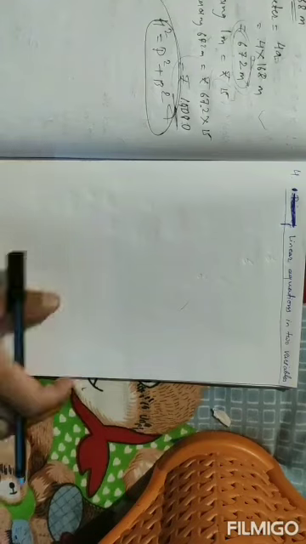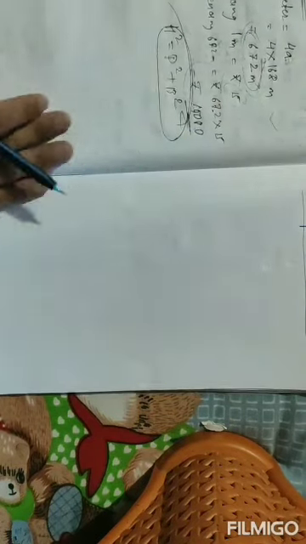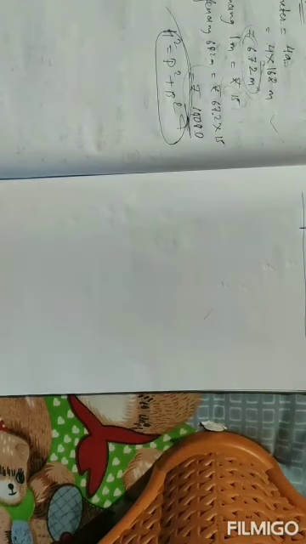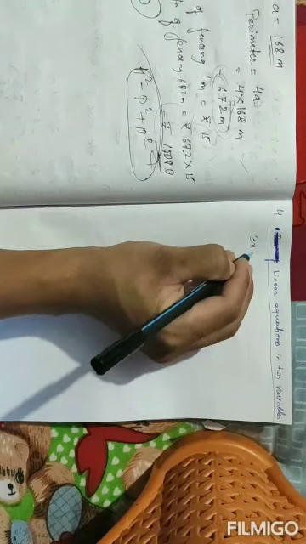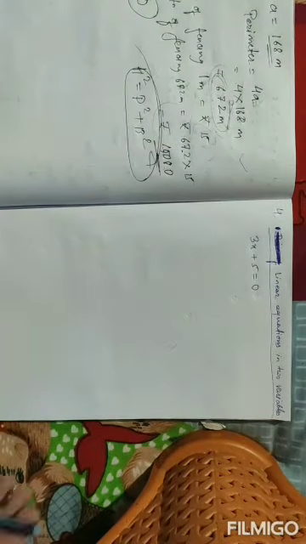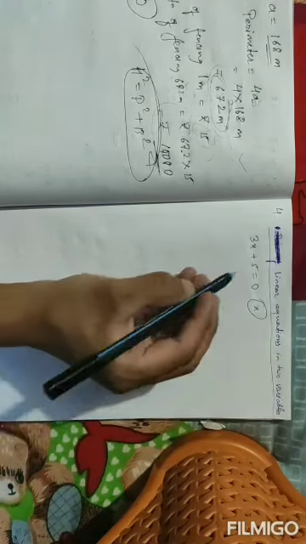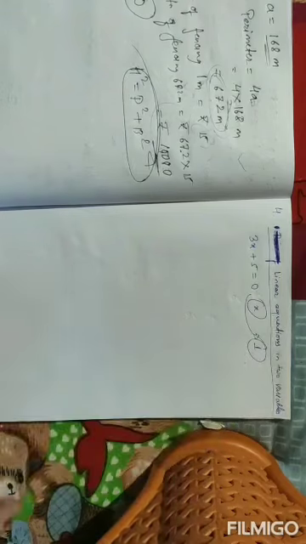Linear equation means the equation of degree 1. We are talking about the equation of degree 1 only. For example, 3x plus 5 equals 0. So what is the variable here? The variable here is x, right? The degree of this equation is 1, so it is a linear equation.